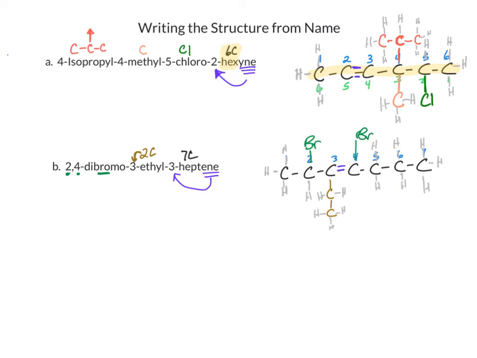And now I have to apologize. When I look back at compound A, I wrote the name incorrectly. I should have alphabetized the substituents, in which case I would have gotten 5-chloro, 4-isopropyl, 4-methyl, 2-hexyne. I do apologize. Make sure that you change it on your paper.